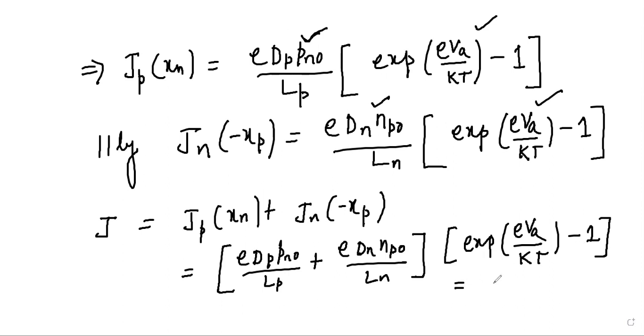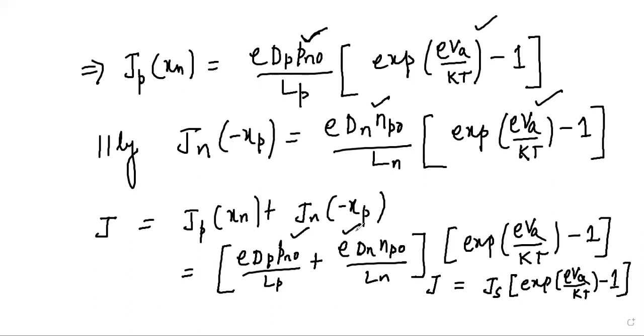Further, to simplify, we can write the total current density as Js, which I wrote for the whole first square bracketed term where we added these two terms, multiplied with exponential of eVa by kT minus 1.